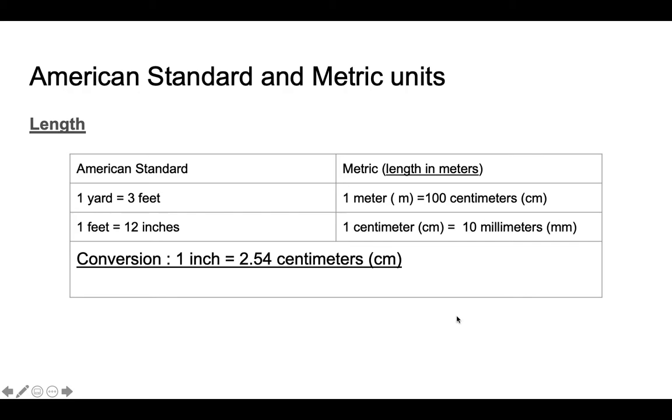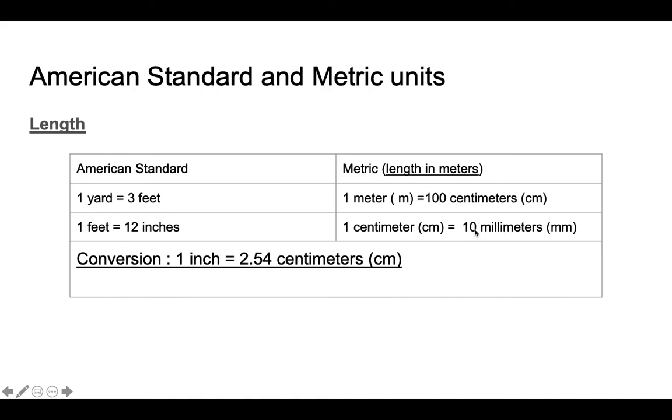That was volume. Let's talk about length real quick. I think you know that there's miles, yards, and feet in the English system, but I want you to know that there's kilometers, meters, centimeters, and millimeters in the metric system. There's 10 millimeters in 1 centimeter, and there's 100 centimeters in a meter. You need to know that.